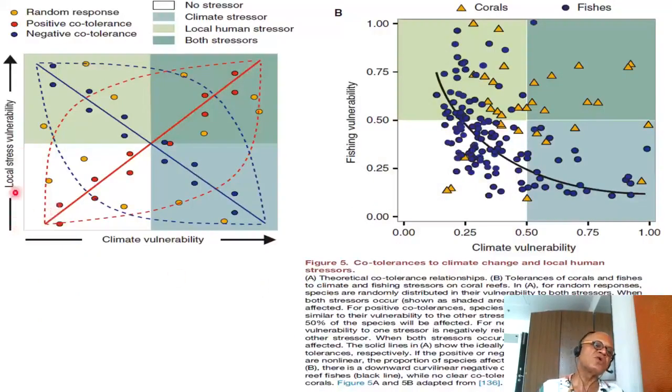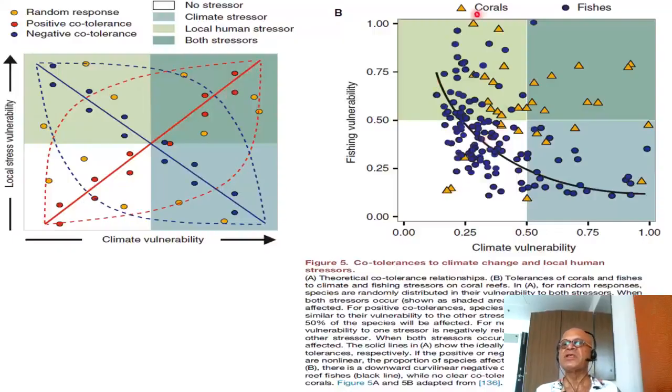schematics here. Local stress vulnerability low to high, climate vulnerability low to high. So you can have various potential outcomes. I won't go into the details. So you have random response, positive co-tolerance, negative co-tolerance. You have a situation where there are no stressors. You have a climate stressor here, you have a local stressor here, and you have both stressors. So as climate vulnerability increases and local stress vulnerability increases, you may end up in this quadrant, which is very high vulnerability to climate and local stresses, and that's bad news, of course.